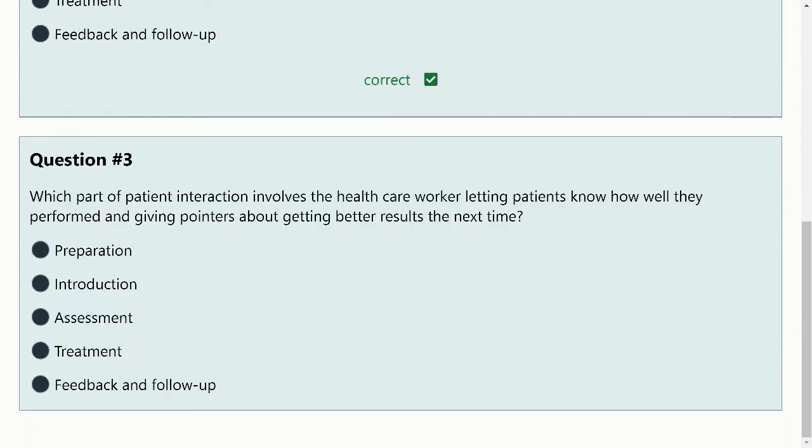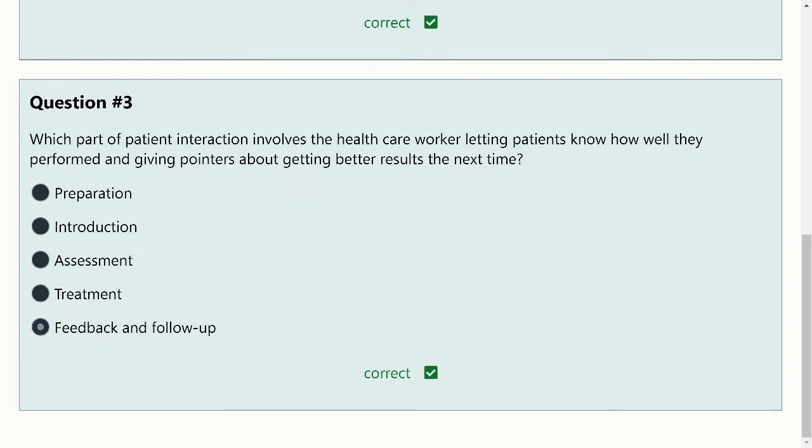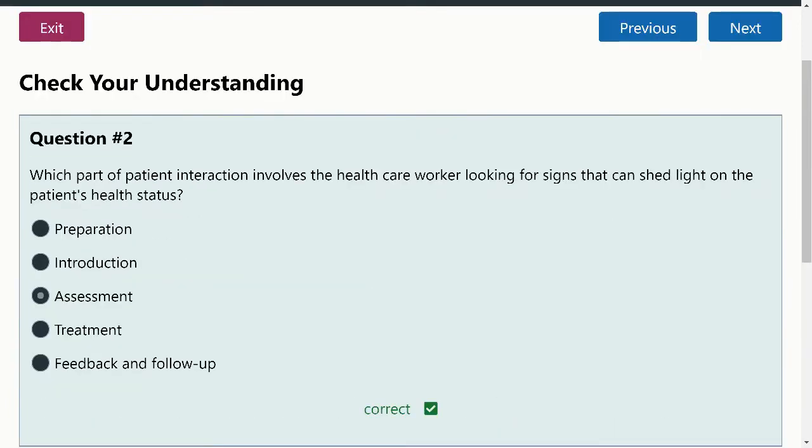Which part of patient interaction involves a healthcare worker letting patients know how well they performed and giving pointers about getting better results the next time? Feedback and follow up. So from what you presented with, what your symptoms were, they did blood work, they did x-rays, whatever they did, they're going to look at all that to see if they can come up with a diagnosis for you and what you need to do, like medicine or therapy, to get better.